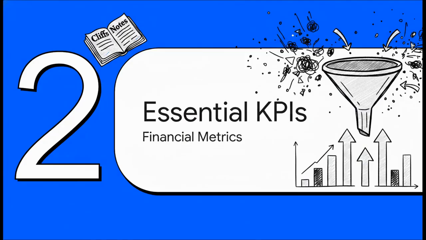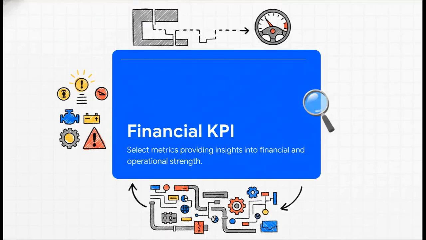Moving right along to Section 2, Essential Financial KPIs. So let's define what we're actually talking about here. Financial Key Performance Indicators, or KPIs, are select metrics that give you a snapshot of the underlying financial and operational strength of a business. Think of a KPI exactly like a warning light on your car's dashboard. It lets business leaders focus on the big picture and steer the company without having to get mired in the nitty-gritty details of what's happening under the hood.